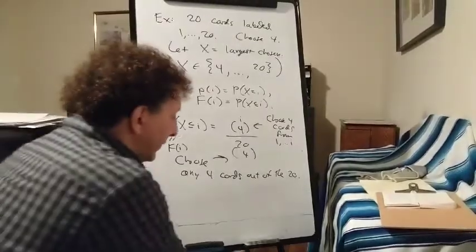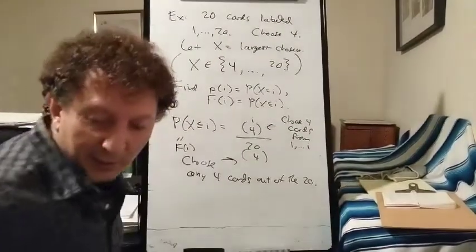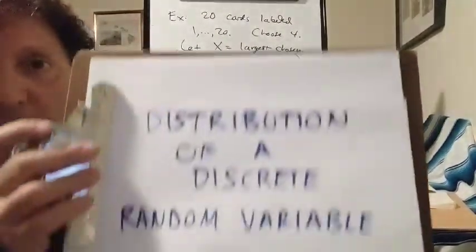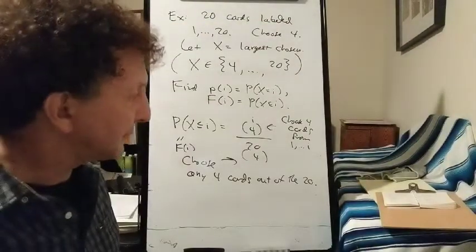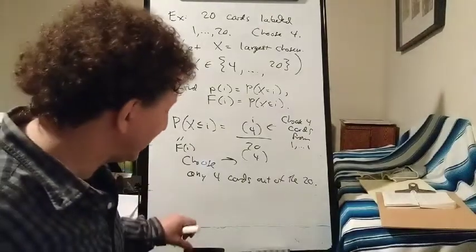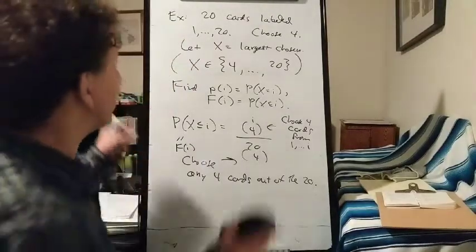All right, now at the beginning of the lesson I called this the distribution of a discrete random variable. I left out continuous. That's because we're going to have a little problem with continuous random variables. Let's do an example and see what the problem is.